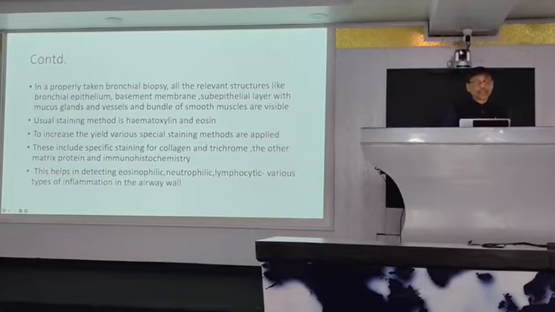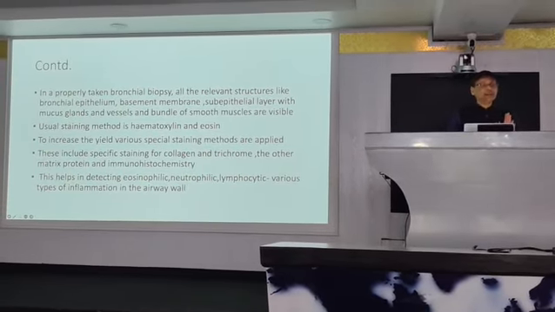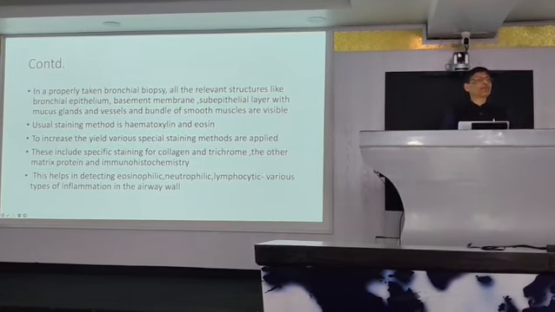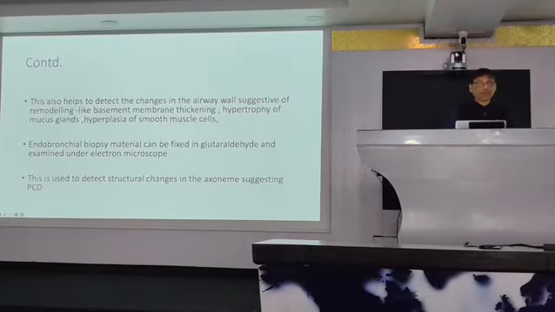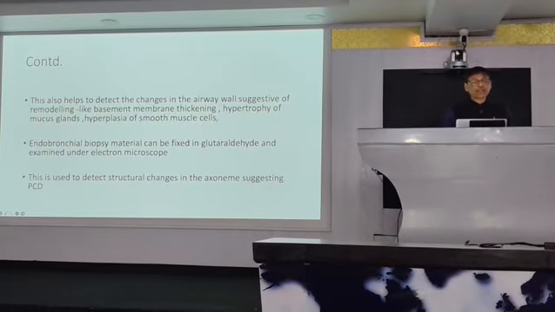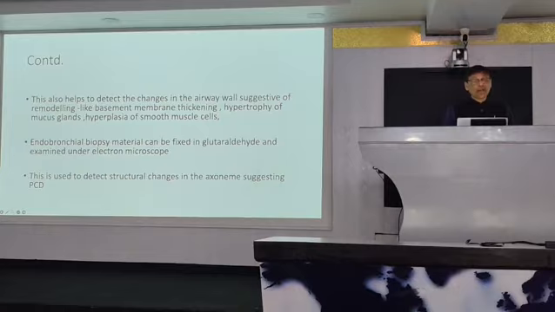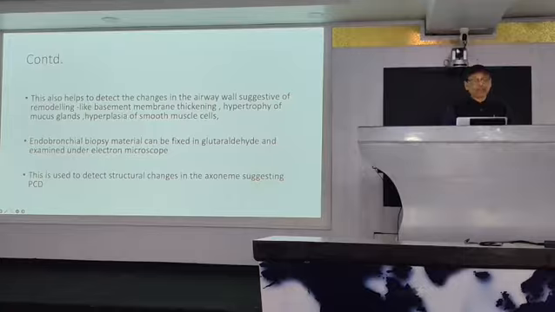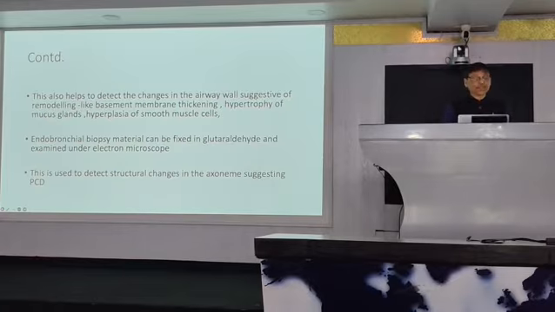This helps in detecting eosinophilic, neutrophilic, lymphocytic, various types of inflammation in the airway wall. So there are some diseases with a specific type of inflammation. So it can detect various types of inflammation and we can diagnose which type of inflammation is going on. This also helps to detect the changes in airway wall suggestive of remodeling like basement membrane thickening, hypertrophy of mucous glands, hyperplasia of smooth muscle cells. These all are seen in asthmatic patients.